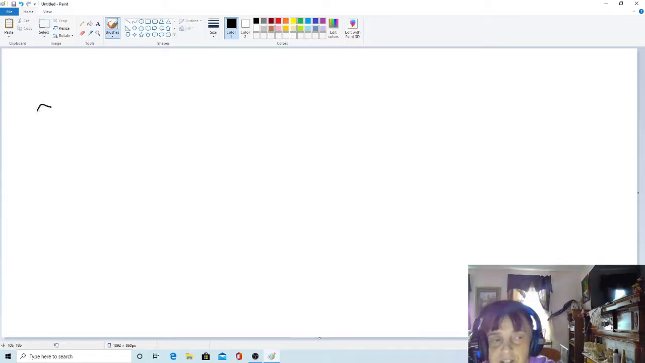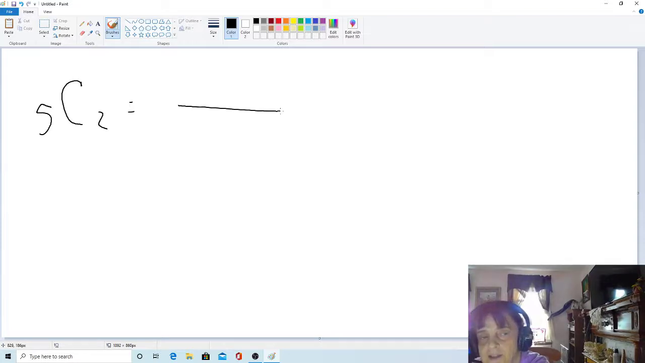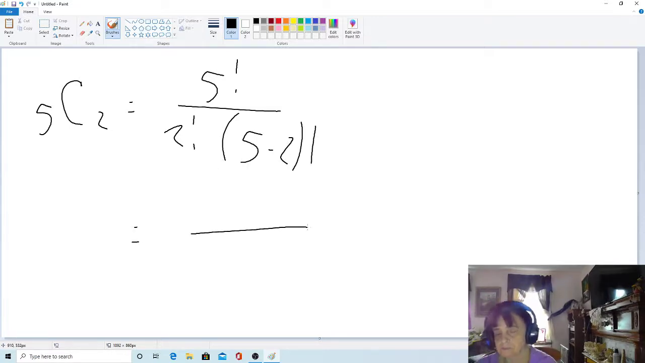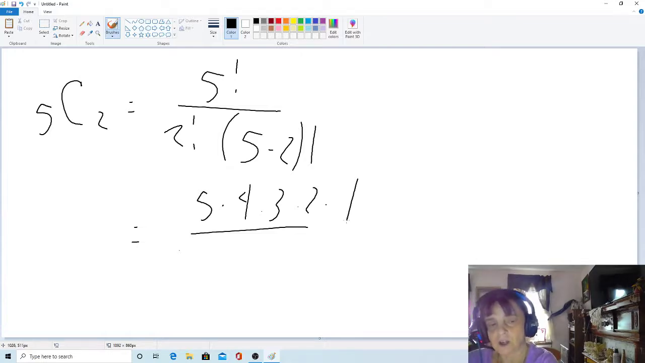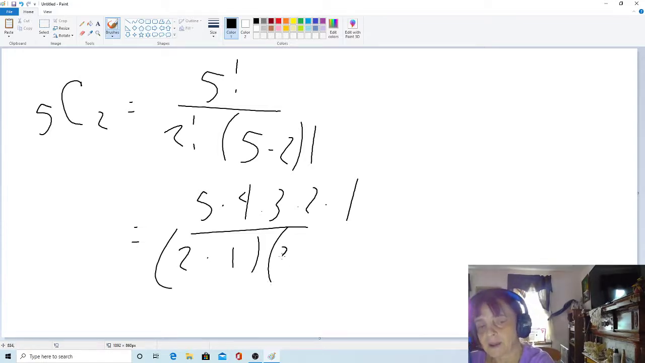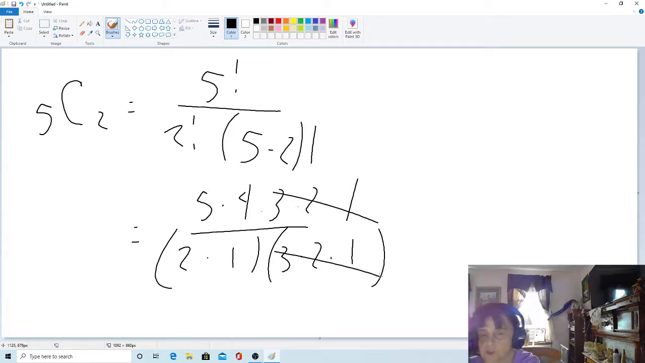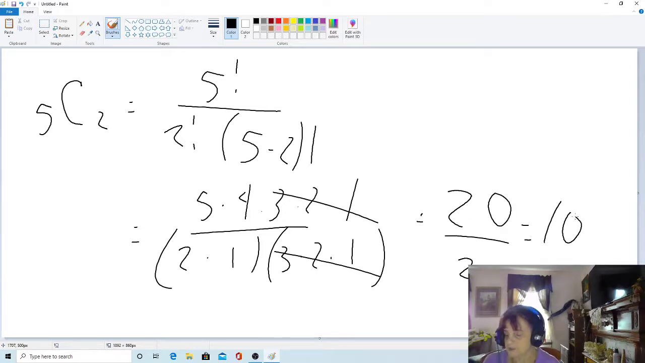Now about 5C2. That is 5 factorial over 2 factorial times 5 minus 2 factorial. And so that's 5 times 4 times 3 times 2 times 1 over 2 times 1, and this is 3 times 2 times 1. So 5 times 4 is 20. 20 divided by 2 is 10. So C of 4, 3 is 4. C of 5, 2 is 10.